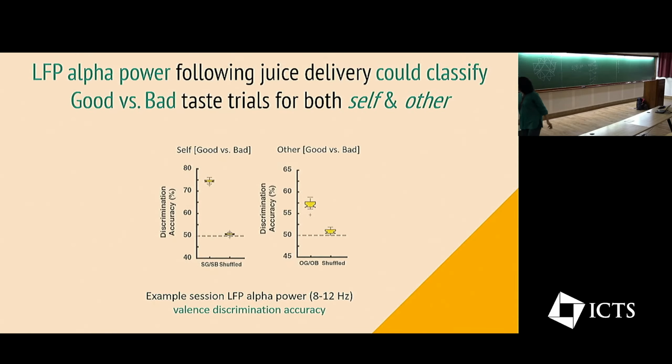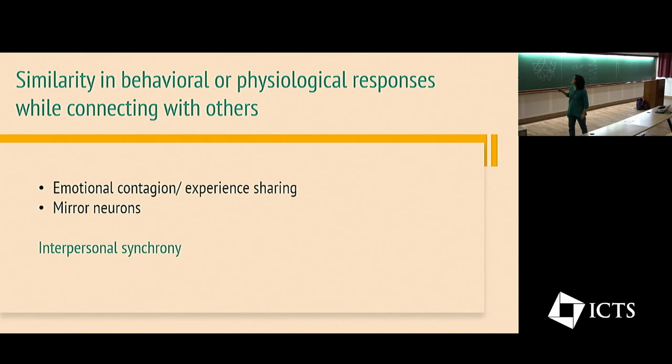Let's go to the next section, which is connected to the first section in such a way that we talked about similarity in behavioral and physiological responses when we talked about mirror neurons, also about emotional contagion, right? When we are seeing someone being in a particular state, we automatically take that physiological state. Now, that has been explicitly studied under a phenomenon known as interpersonal synchrony, okay?